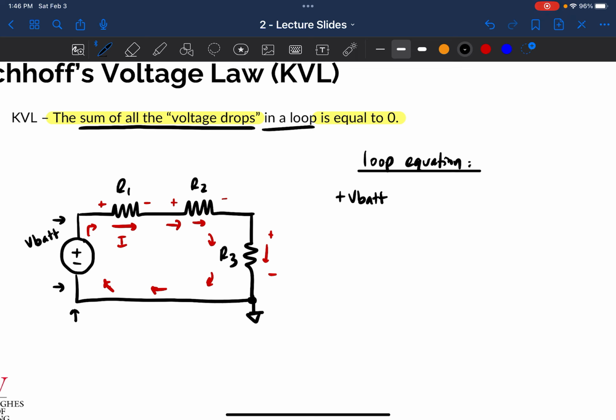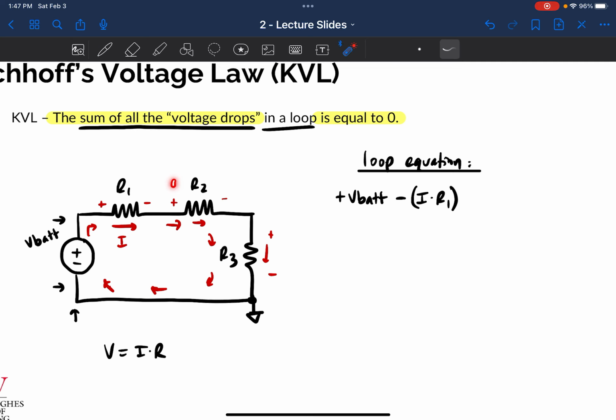Now I come across the first resistor, R1. I'm going from plus to minus, so I'm dropping in voltage. So I'm going to subtract that voltage drop. Well, what is the voltage drop across a resistor? We know that V is equal to I times R, right? So my voltage drop across that element is going to be I multiplied by R1. Okay, so then we go on to R2.